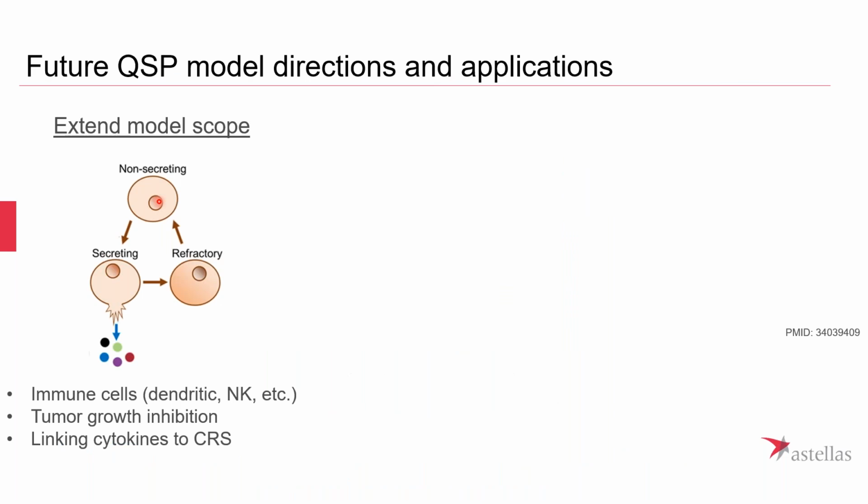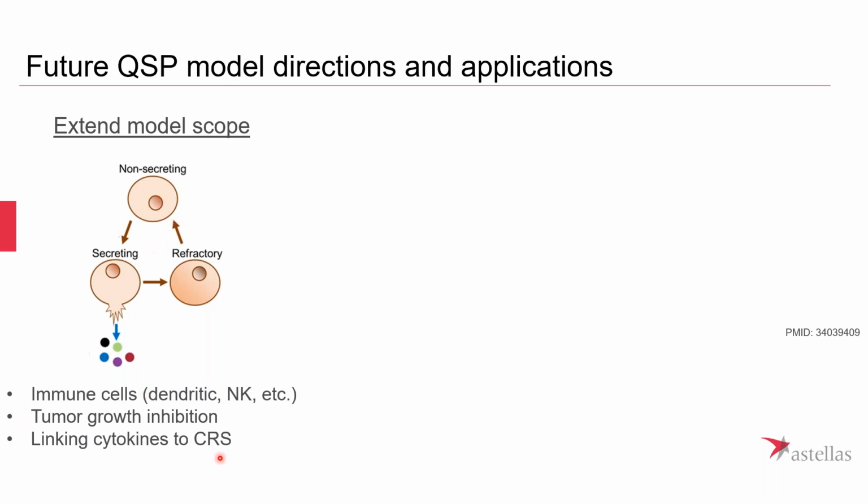With that, I'll end with some brief future directions. Whenever we're doing modeling, there's always potential for next steps, and where do we go next with these models? One future direction is to extend the model scope. Like I mentioned, I'm not modeling any specific cell types within this model; it's a generalized immune cell pool. Expanding it out to specific cell types could be useful for helping us better understand how cytokine release syndrome occurs. The model currently also does not include tumor growth inhibition, so that's something that could be of interest to include.